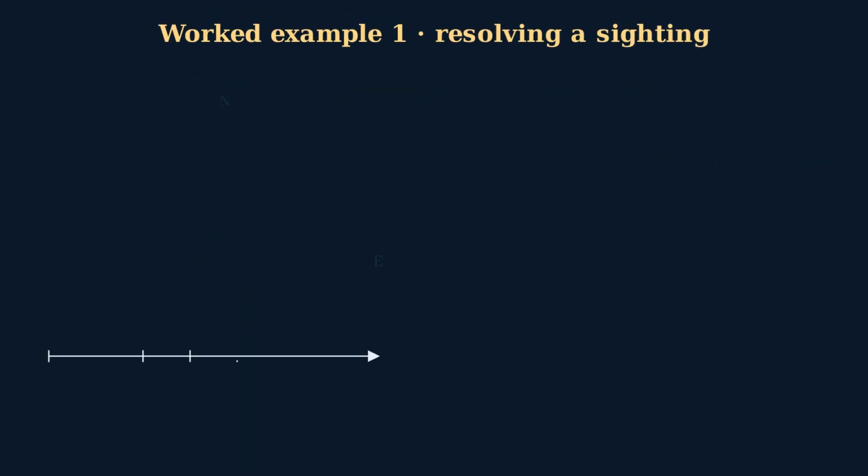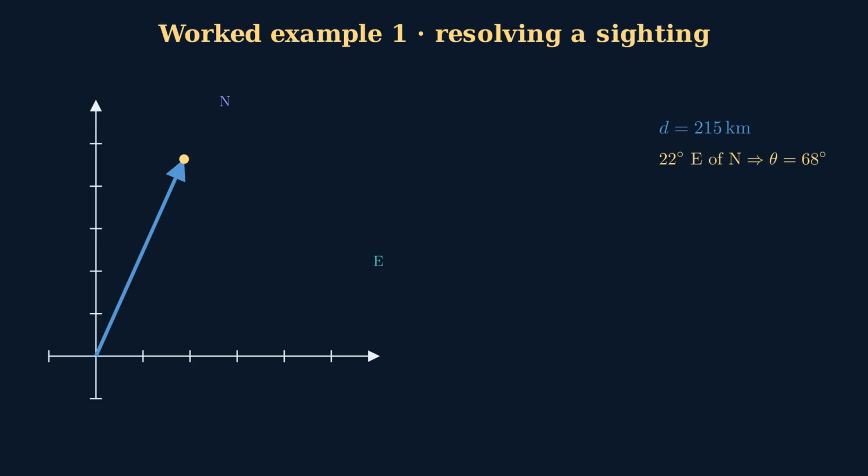Let's put it to work. A plane is spotted 215 kilometers away, in a direction 22 degrees east of due north. How far east is it, and how far north?